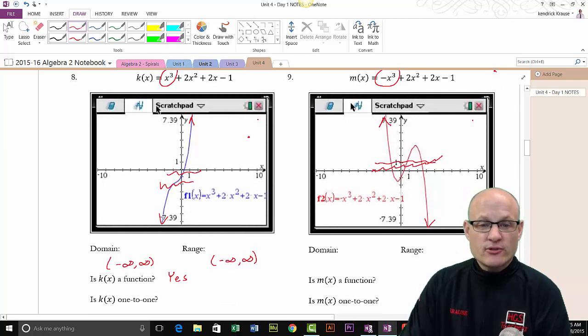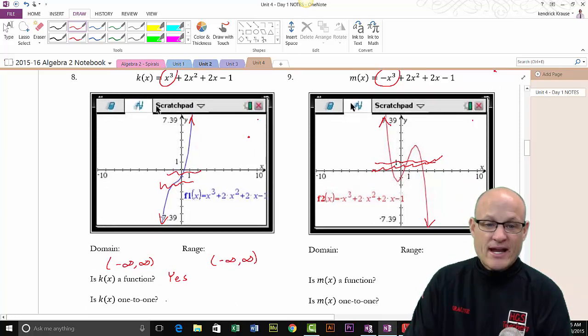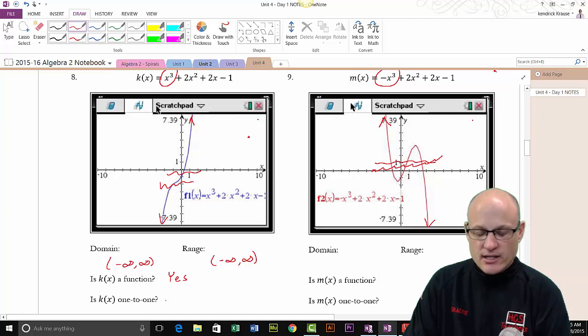Is it a one-to-one function? It passes both the vertical and the horizontal line test. Actually, sometimes they're one-to-one, sometimes they're not. In this case, yes, it is a yes.